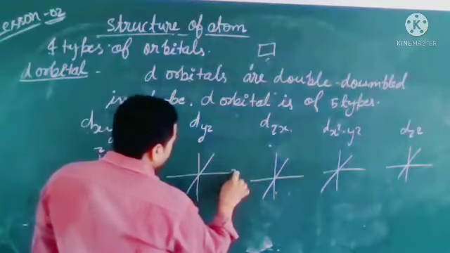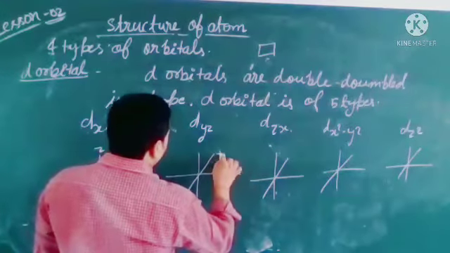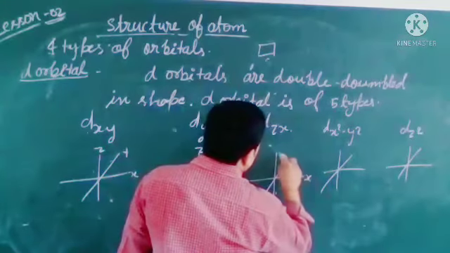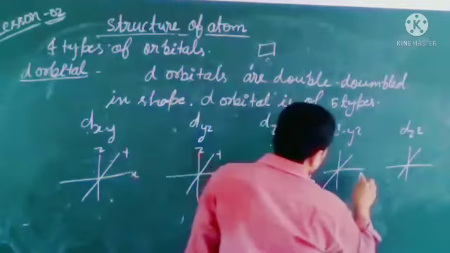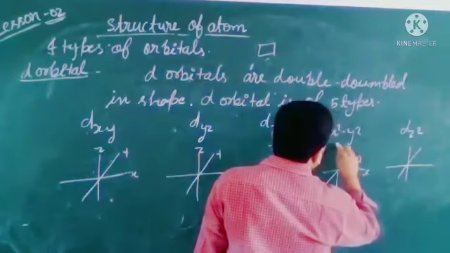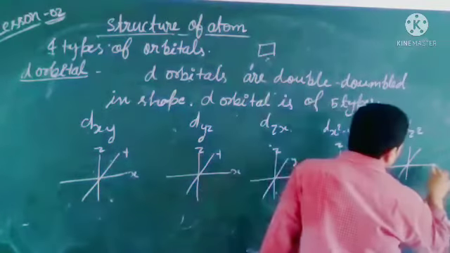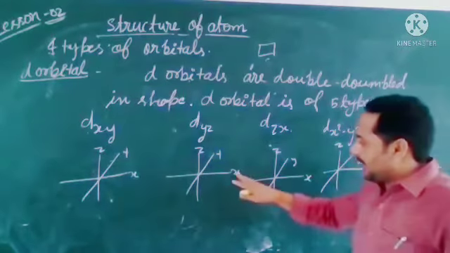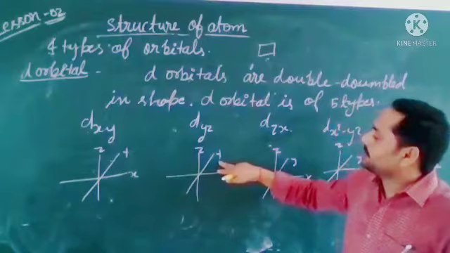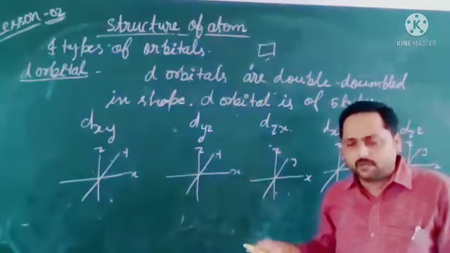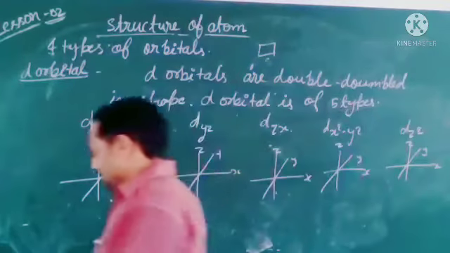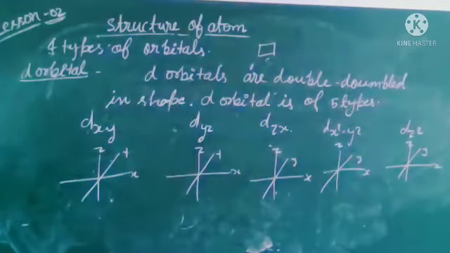Here, X, Y, Z. X, Y, Z. X, Y, Z. Otherwise, we can represent X, Z, Y. That will be a little difficult to read. So we are writing X, Y, Z, X, Y, Z. For this, we are writing. So what we are writing, just we see here.